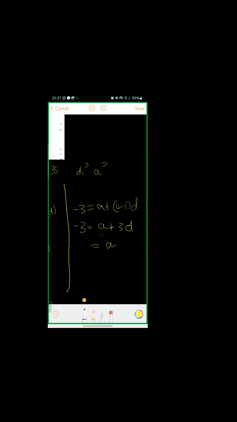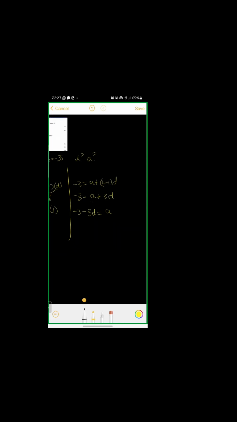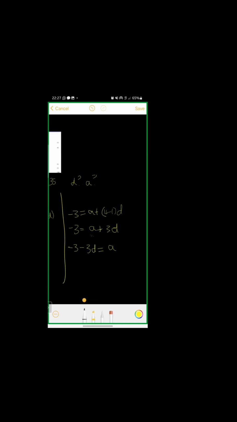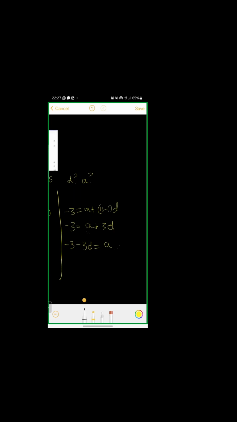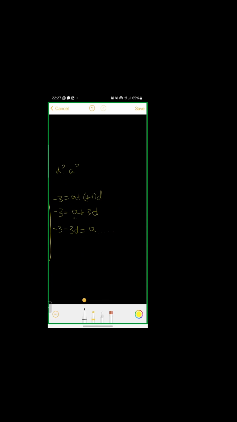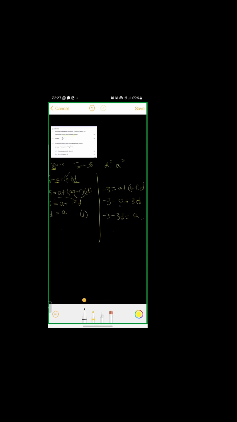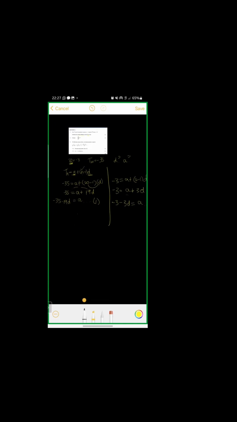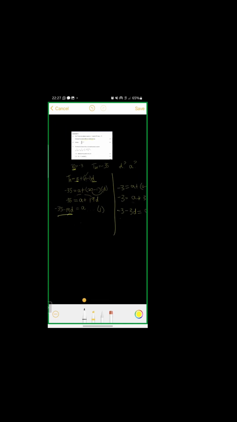So I just want to write this properly. It's negative 3 minus 3D, which is equal to our A. If I'm equal to 1 and you're also equal to 1, it means we are both equal to each other. So both of them are equal to A, and it's therefore legal for us to equate them. So this is going to be our equation 2, of course. And then now we can resume. We can just equate that with that because they are both equal to A.